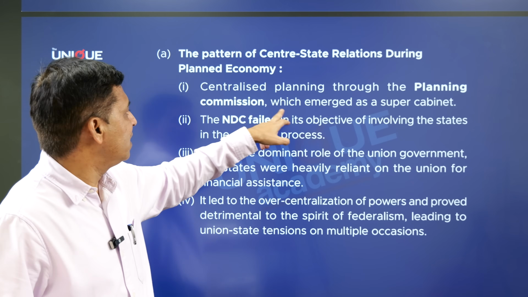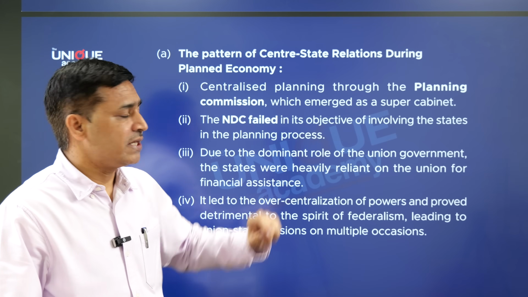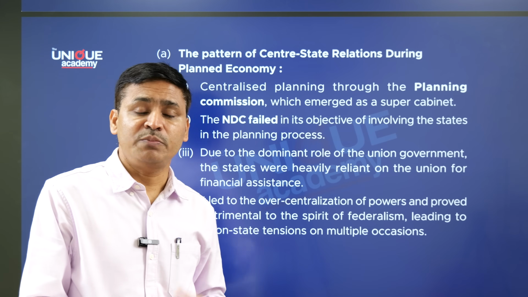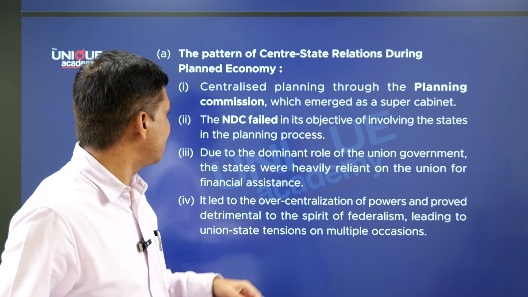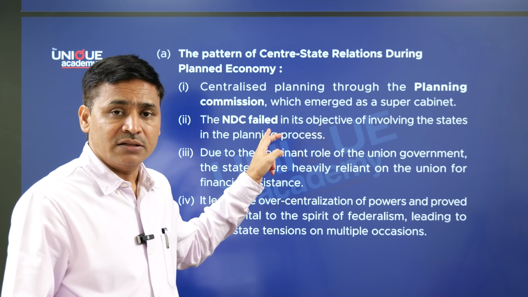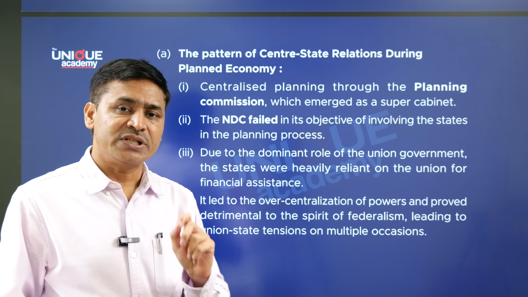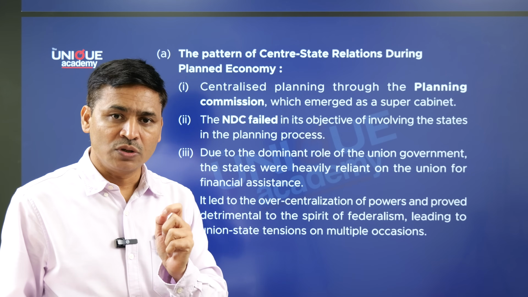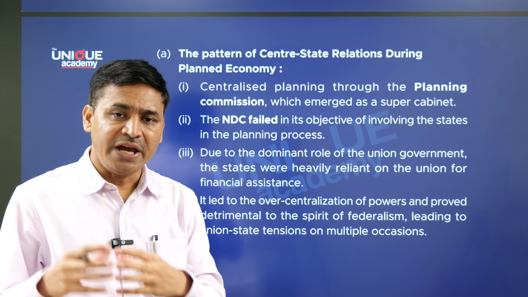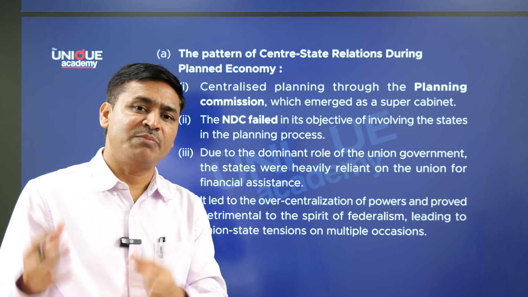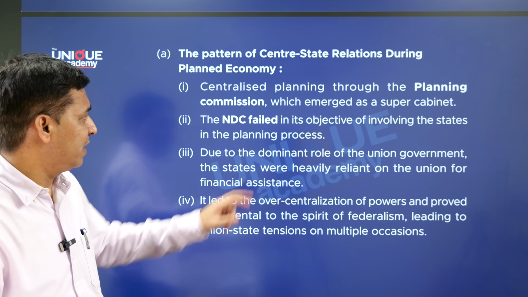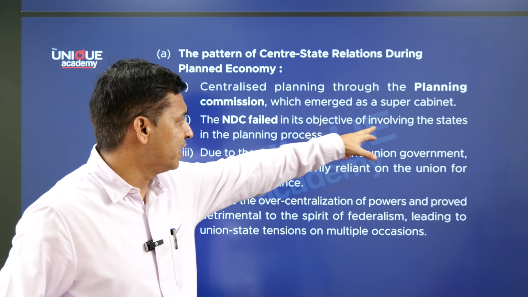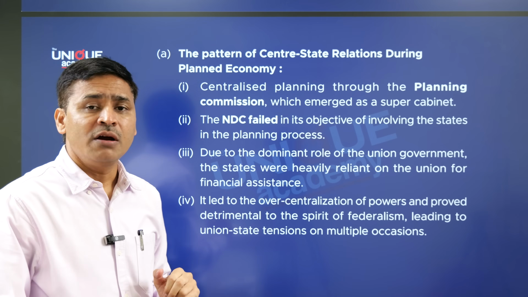Centralized planning through the Planning Commission, which emerged as a super cabinet. Okay, so Planning Commission used to be seen as super cabinet. Actually, it was so to great extent. The NDC, the National Development Council, which was established in the year 1952 for the purpose of incorporating the state in the planning process, that also failed. Okay, did not succeed in achieving its objective of involving states in the planning process.